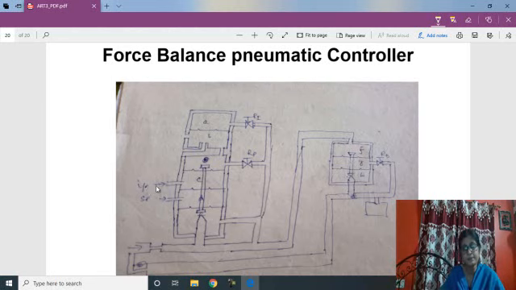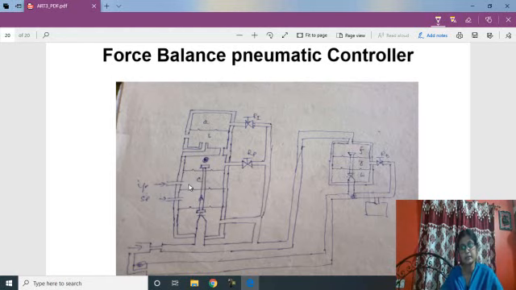What will happen? I am explaining that part later. First, this chamber is separated into five chambers by four diaphragms: A, B, C, D, E. C is connected with the measured signal or input signal, and chamber D is connected with the set point signal. Now, if the measured signal exceeds the set value, what will happen? The pressure of chamber C will rise above chamber D.